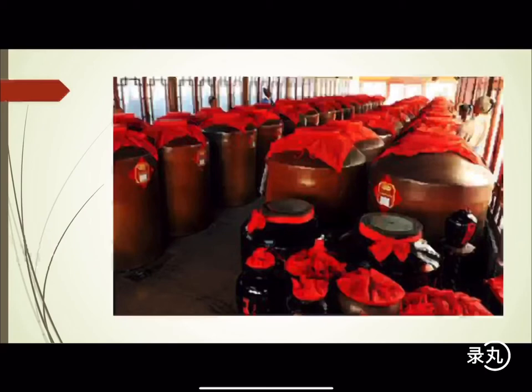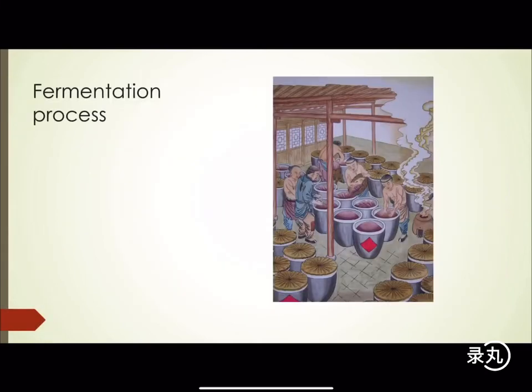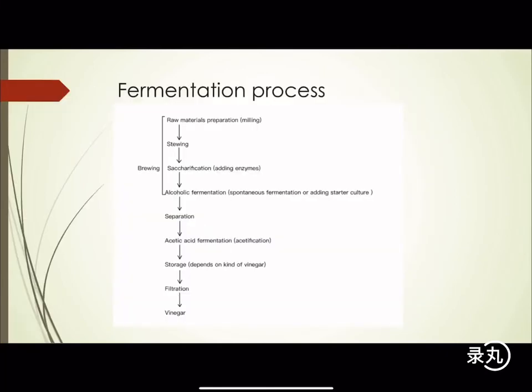For example, some famous vinegars in China are Shanxi aged vinegar and Zhenjiang aromatic vinegar. Most Chinese traditional vinegar is made from grain and cereal. Some vinegar is made from mixed grains, and the other is made from sorghum as a raw material. Here is an example of the processing method of Chinese vinegar fermentation.